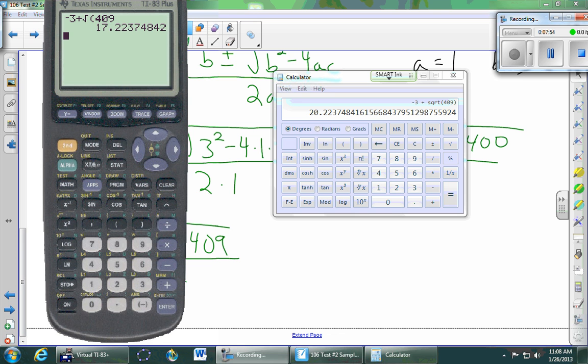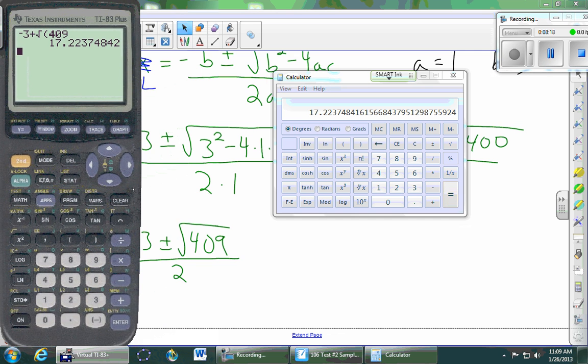I paused the video there because these two numbers are different. One of them says 17.2 and the other says 20.2. I realize it's because on the calculator on the right, I needed to hit equals. I haven't hit equals yet. So this 20-point business is really just the square root of 409. But as soon as I hit equals, it'll add that negative 3 in. And now we have the same answer on both. Regardless of which way you did it, the last step here is to divide by 2. See that 2 in green at the bottom. So we'll just hit divide by 2, and we get our answer there, or divide by 2, and we get the same answer over here. So 8.61 is our length.